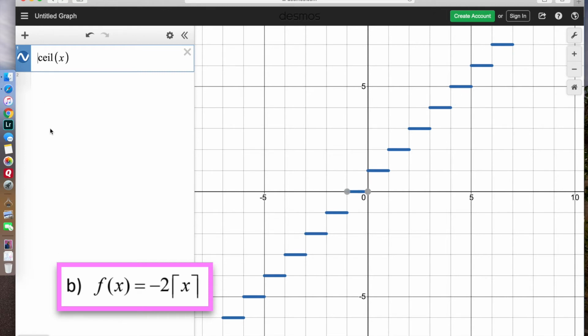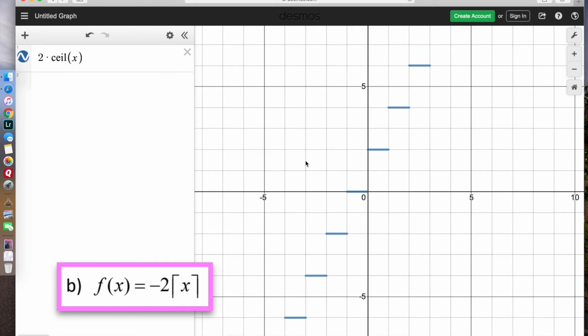And if I were to pull in the 2 times, I know I don't need the times sign, but I'm going to type the times sign. That stretched it by 2, and hopefully you can see that now there's 2 units between each step. And then I'm going to put back the flip, and there's the minus, and that flipped everything over the x-axis.